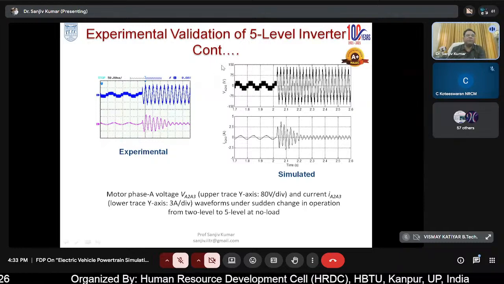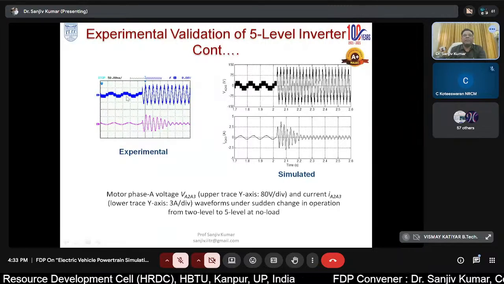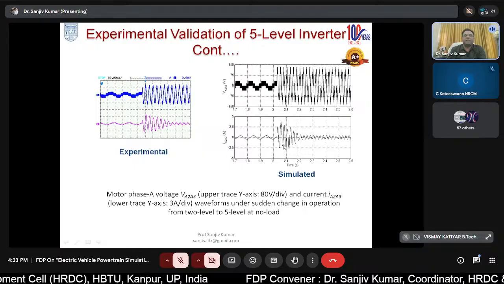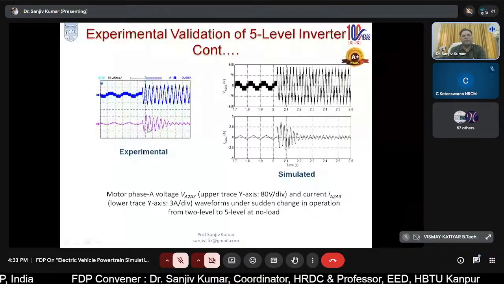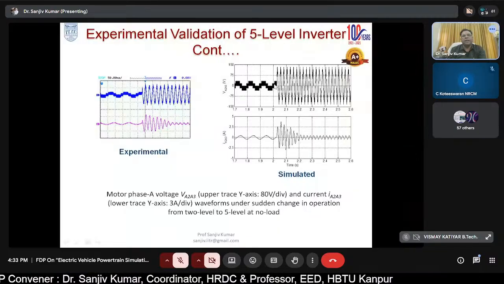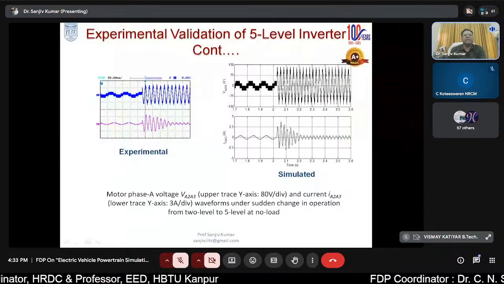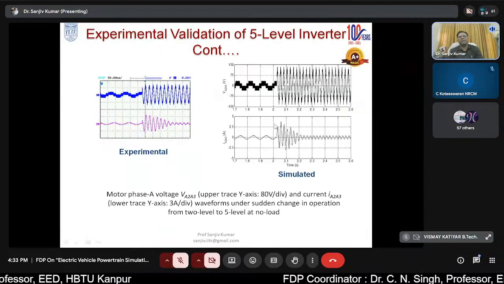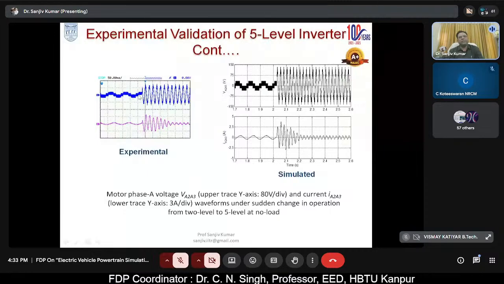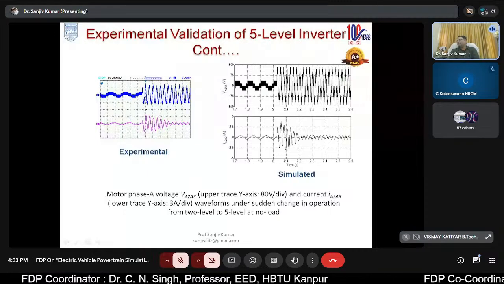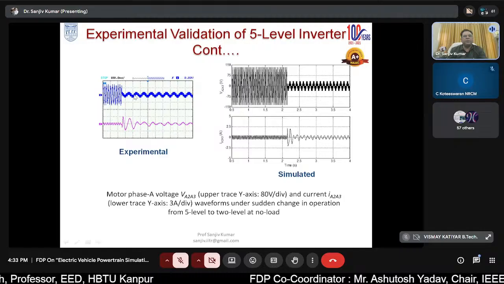And see the beauty of this OPAL-RT. We get one-to-one correspondence between the simulated result and the hardware result. Control pulses are generated on the same logic for which we have simulated, and these control pulses operate the actual hardware, and we are getting exactly the same, almost the same result that we are getting in the simulation, right?